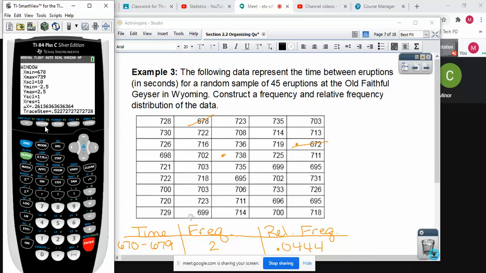My Y's, let's just go from 0 because we're graphing the frequencies here. And the most anything showed up, what was like 11 times. So let's go 0 to 15. Okay. Then let's hit graph. And we have a nice pretty histogram.